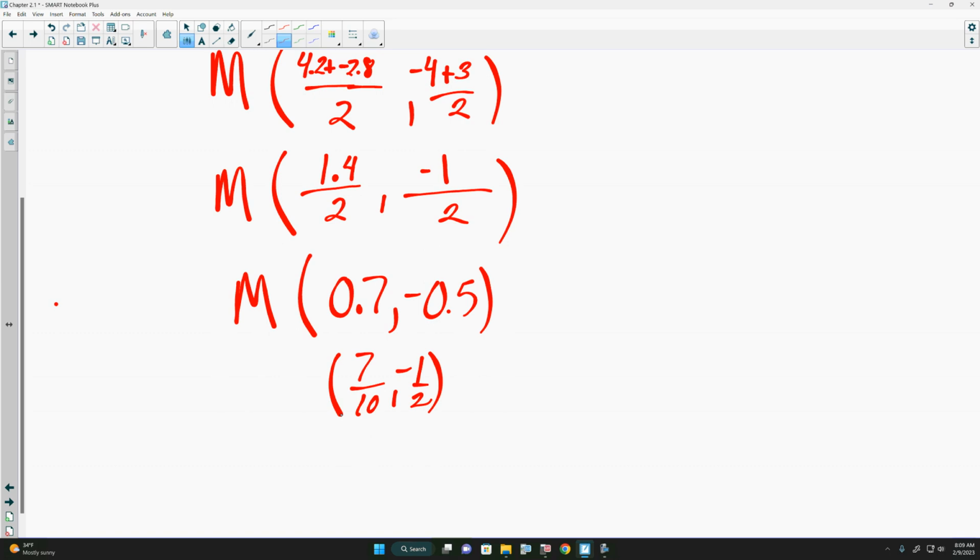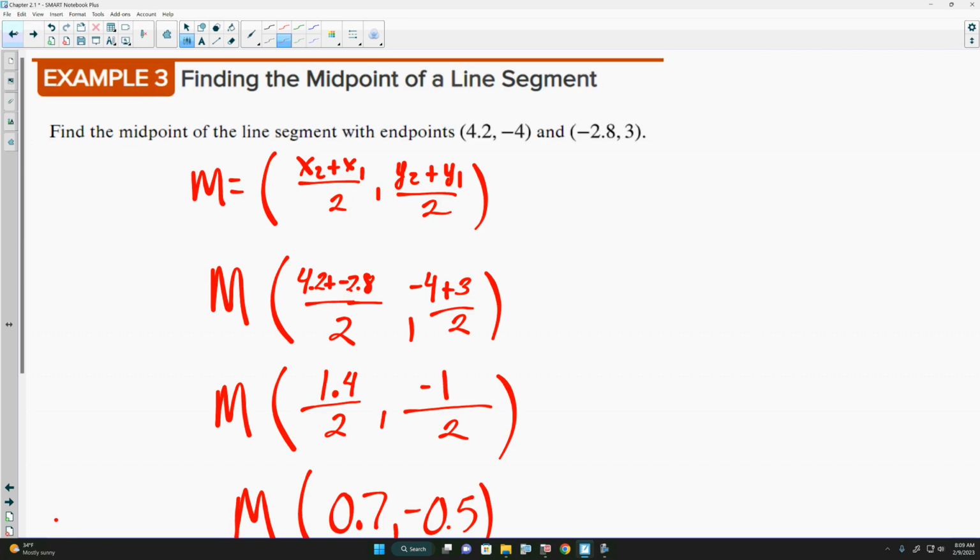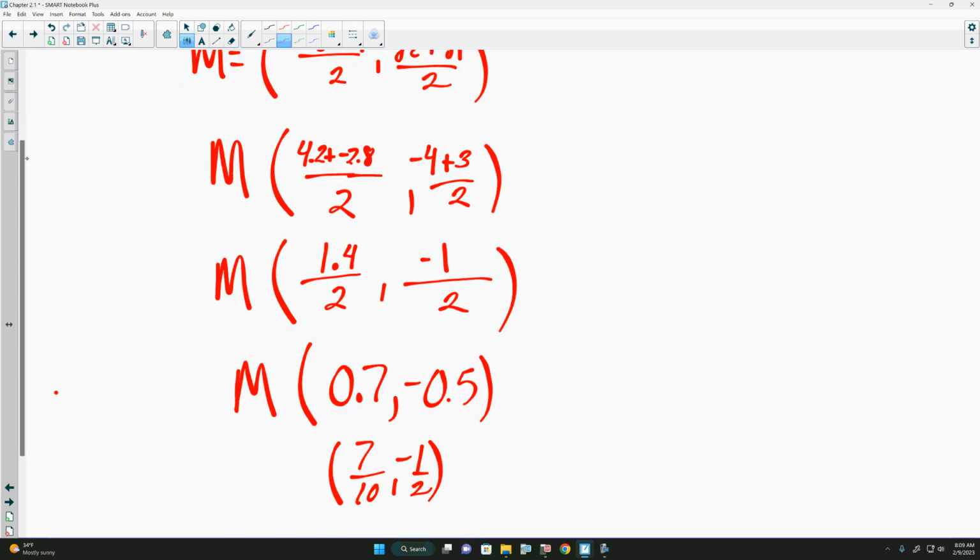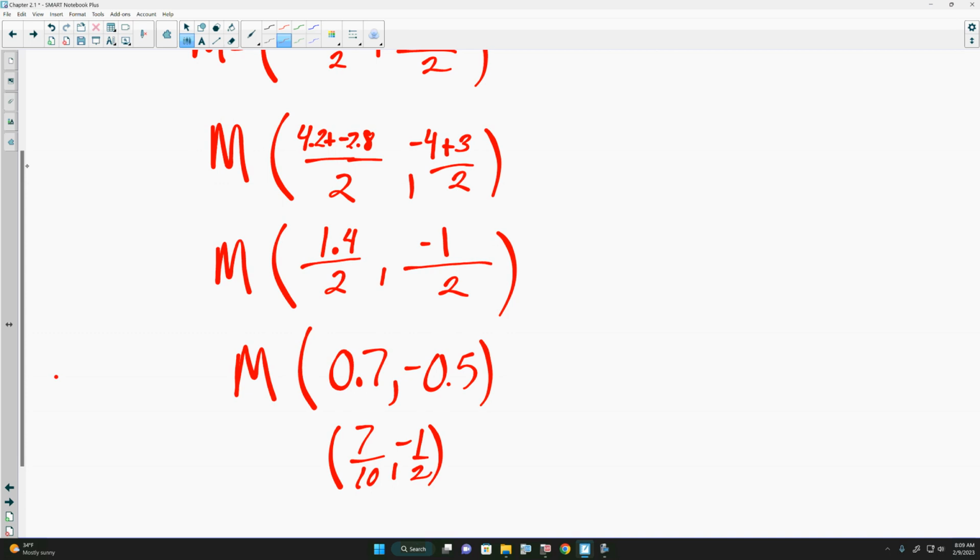Questions on midpoint? We feel good with distance and midpoint.